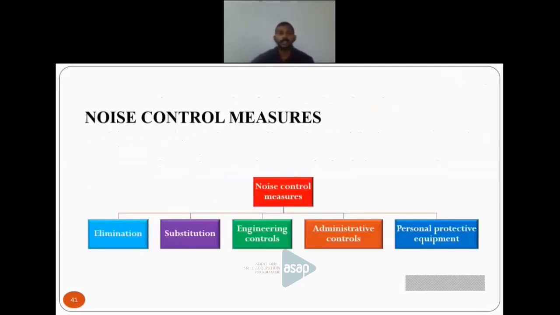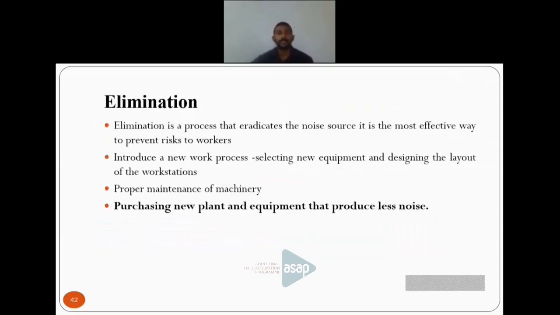So now let's move to the noise control measures. Noise can be controlled by 5 methods: elimination, substitution, engineering control, administrative controls, and personal protective equipment. Elimination means, before planning any work or any industry, planning from the source itself in such a manner that we eliminate the noise. That means choosing a process which has lesser noise. We adopt that option.